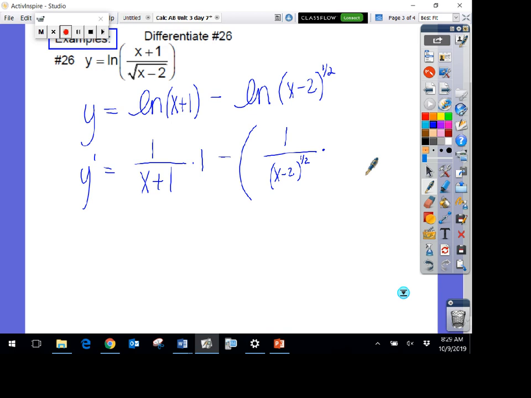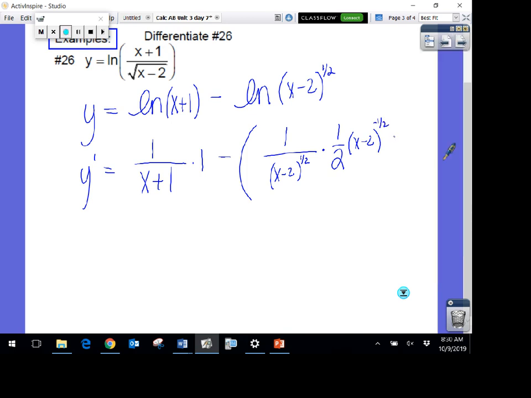Okay? So natural log of something is 1 over that something times whatever the derivative of that is. So that's 1/2 x minus 2 to the negative 1/2, times the derivative of the inside, which is just 1. So again, you don't have to write that one.